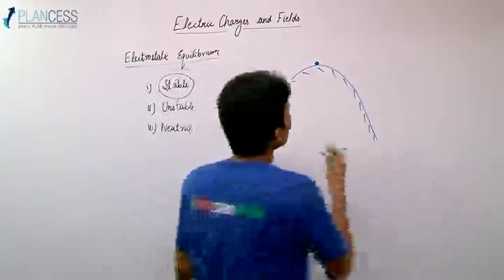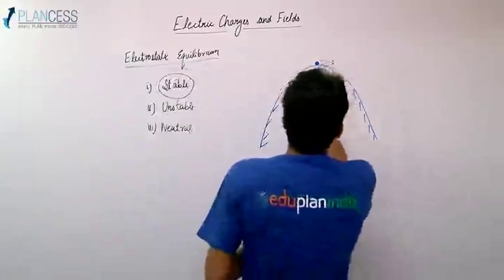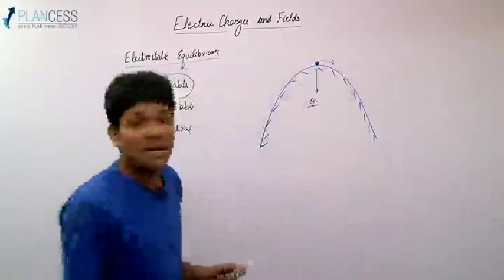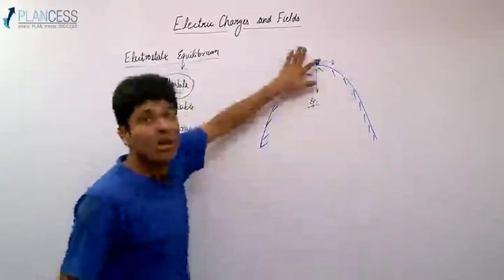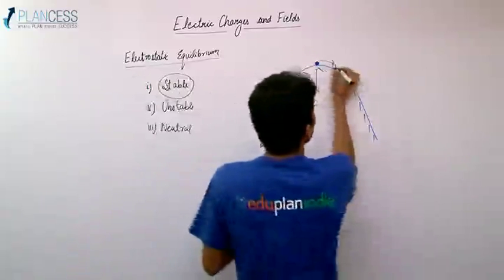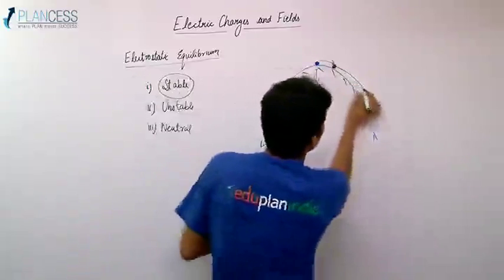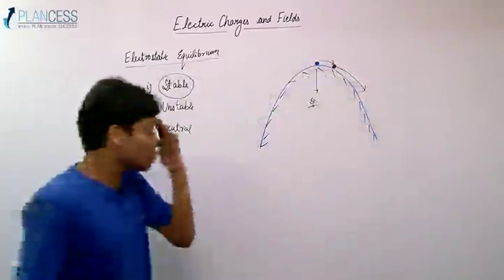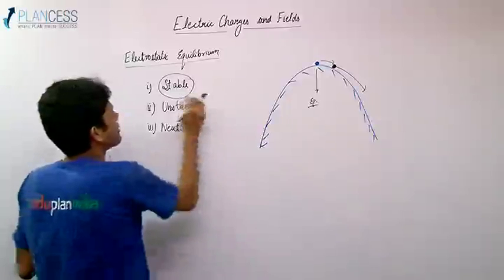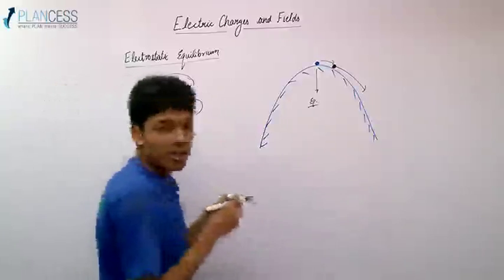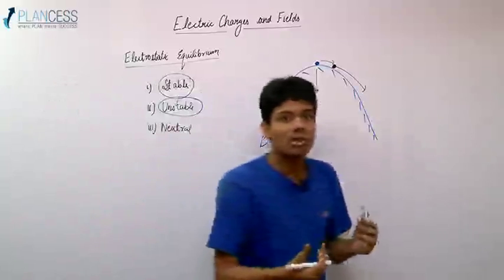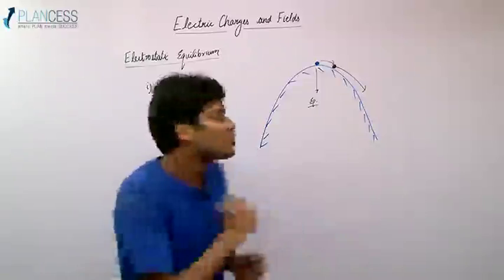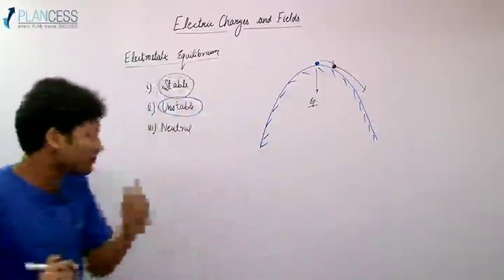But if I displace it a little bit here, will it try to regain this peak position? No. If I displace it here, gravity will pull it down and it will move away from its equilibrium position. So this is an example of unstable equilibrium, where if a body is moved away from its equilibrium position, instead of regaining it, it moves away from it. That is known as unstable equilibrium.